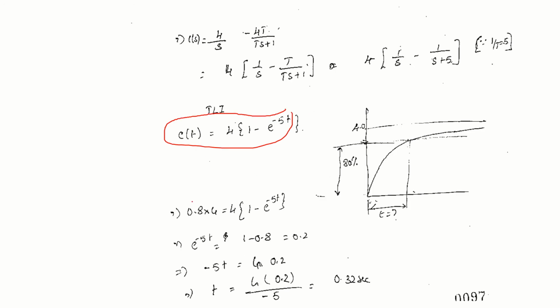Now the output is 80%, put 80% of the output here. So from that we can calculate the time. This is ln, natural log.